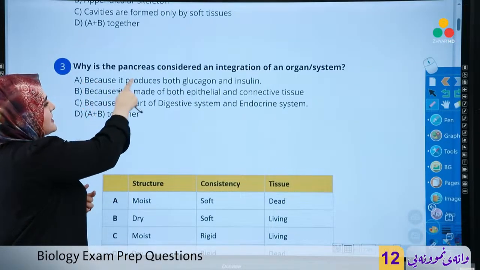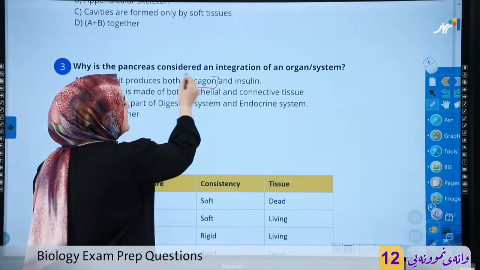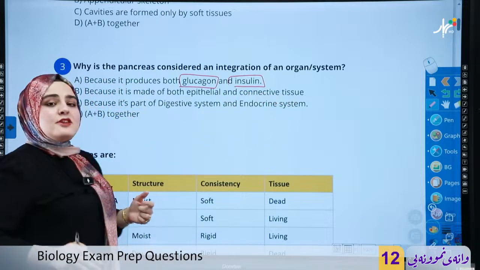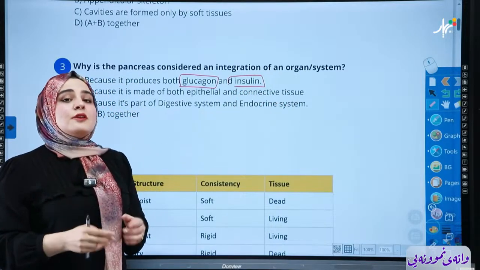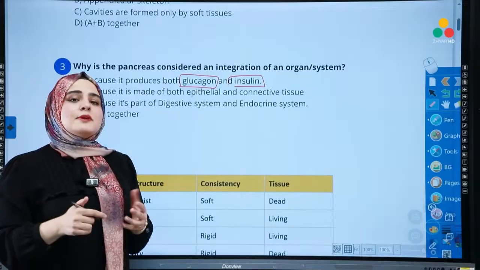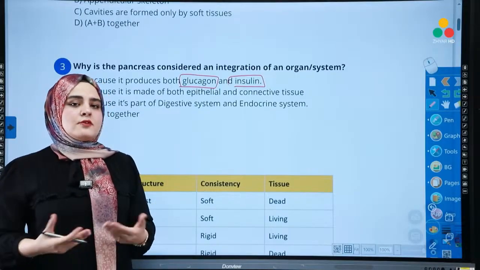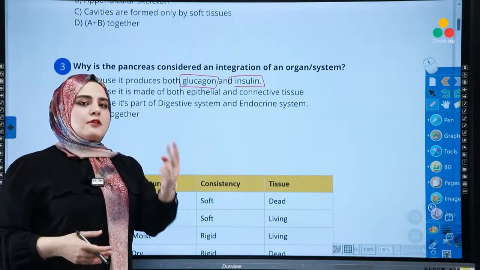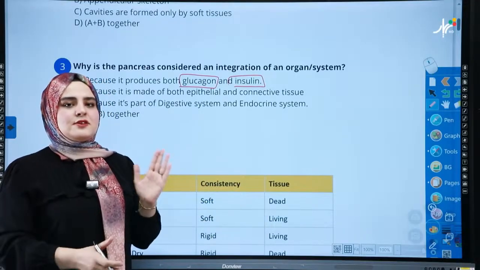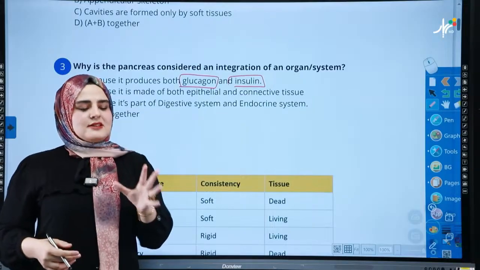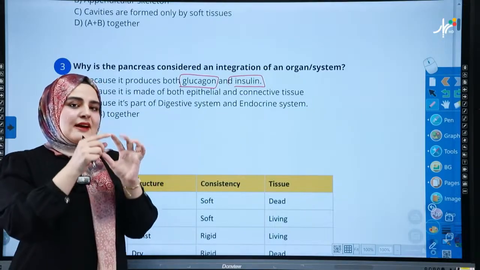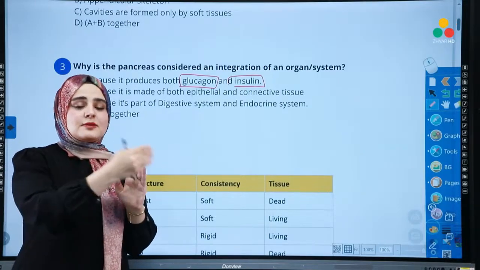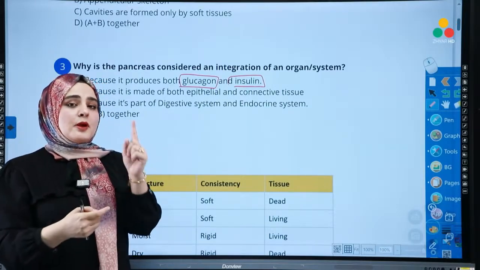It says, because it produces both glucagon and insulin, that's why it's considered an integration of organ system. No, producing insulin and glucagon, yes, it is the function of the pancreas, but it's not telling you that it is integration of an organ or organ system. It's just part of the endocrine system and creates two hormones. It has nothing to do with integration. Why? Because integration means the ability of two or more systems to work together for performing one action.